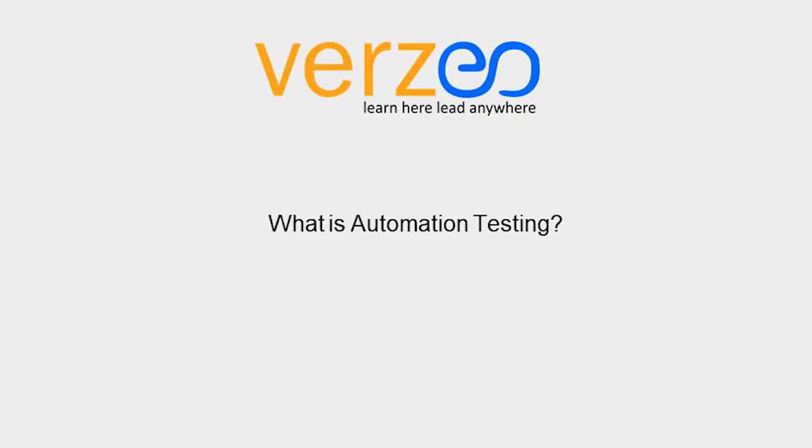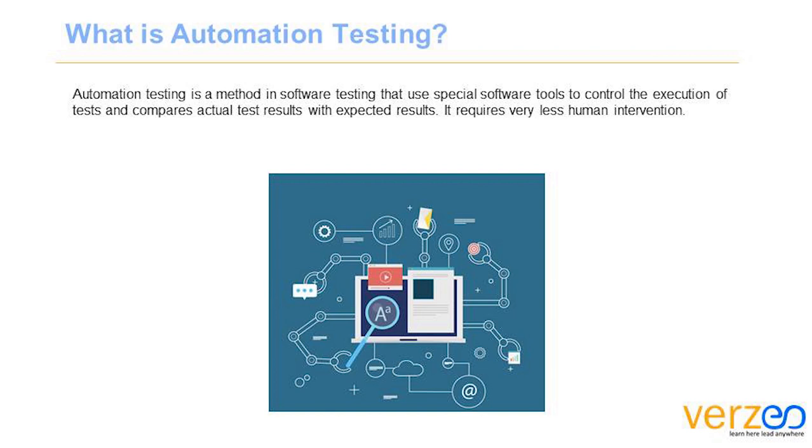First, let's understand what is automation testing. As stated, it is a method or an approach in software testing that uses special software tools to control the execution of tests. And it also compares the actual test results with expected results. And in this case, it requires very less human intervention. And automation testing eases the process of testing with its advanced features.